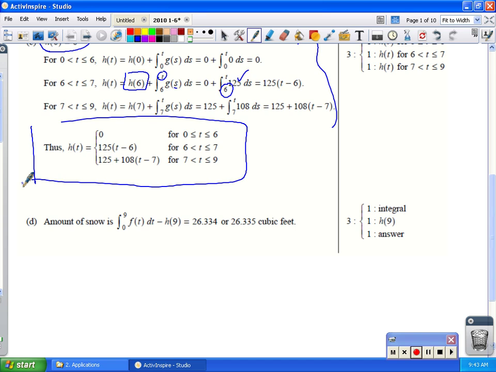How did you know the variable was t? Because they asked you to find h of t.